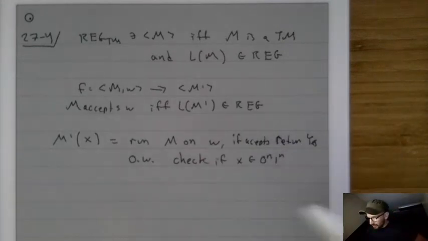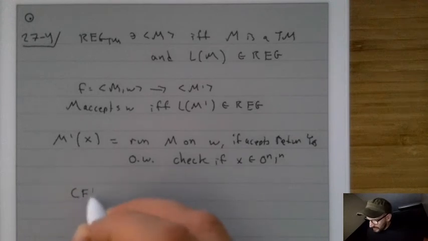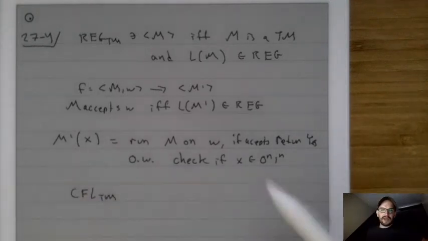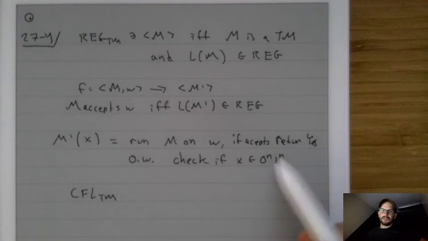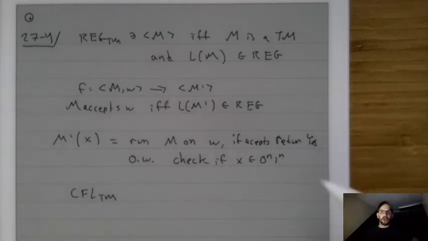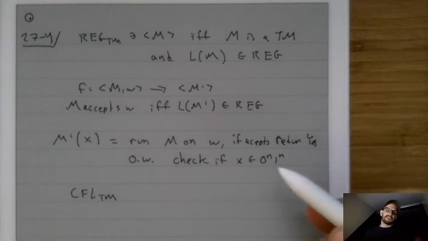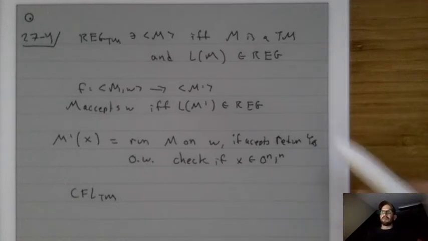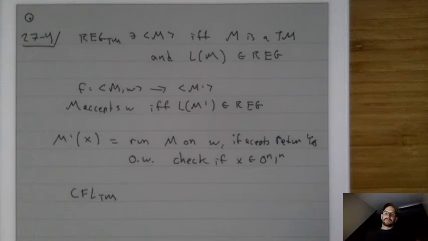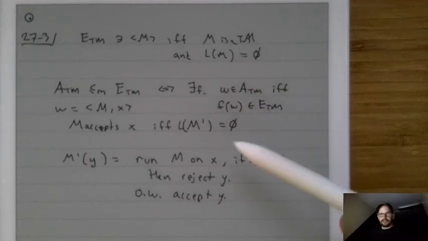Obviously, there's another problem, which is the CFL TM, that works exactly the same way, except rather than checking if it's in 0 to the n, 1 to the n, it checks if it's 0 to the n, 1 to the n, 0 to the n. Okay, now we go between something that's in CFL and something that is not in CFL. So what this tells us is that it's not possible for us to figure out if something is... we essentially can't ask any meaningful question about Turing machines. We can't figure out if they're empty, we can't categorize their languages.